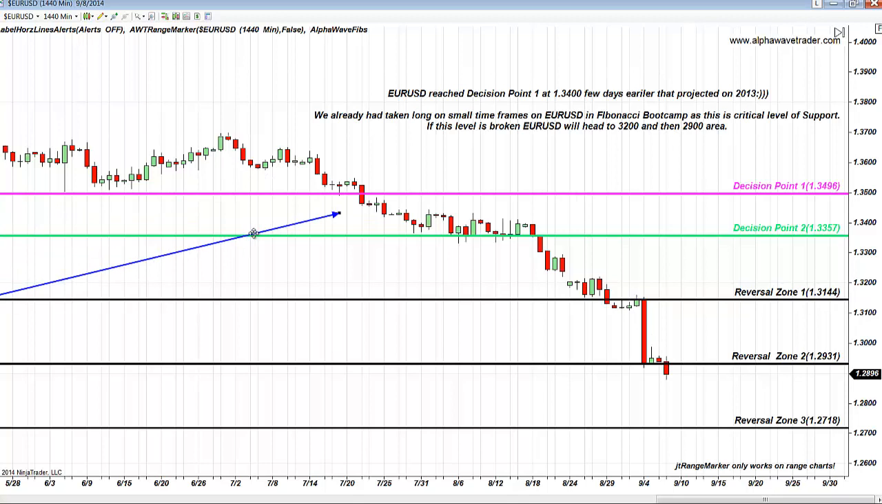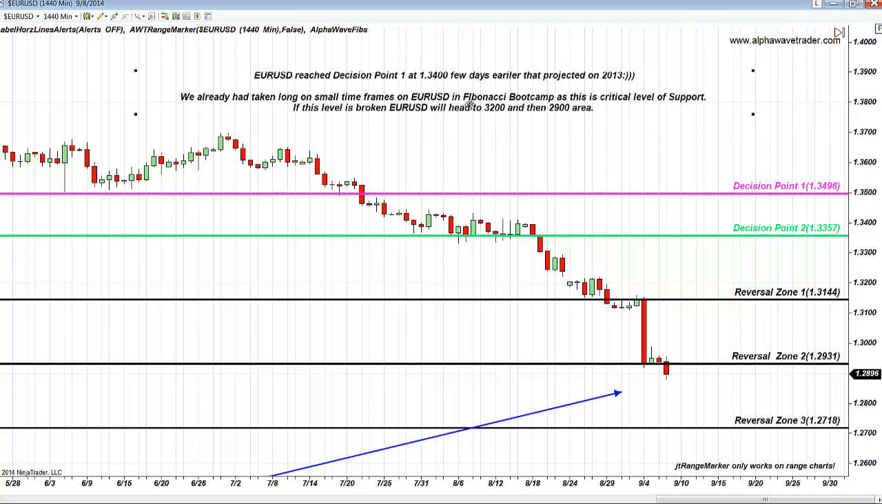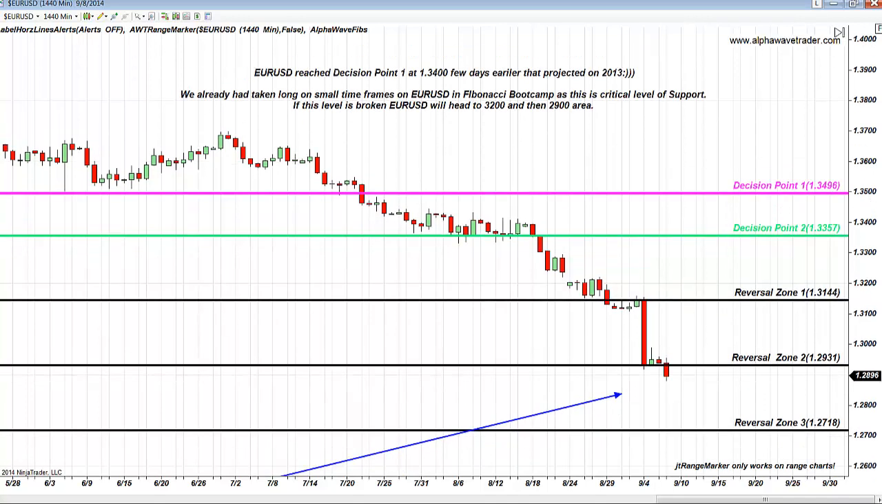When it came to this level in July, it danced for 3 days, only to find support at decision point 2. Decision point 2 was respected by the price for entire months, from the end of June until the end of August. And here it is. How predictable can price be? Telling you since 2013 where Euro is heading.